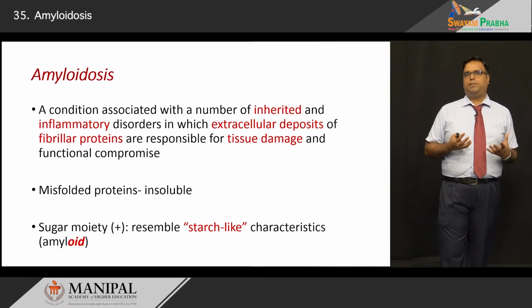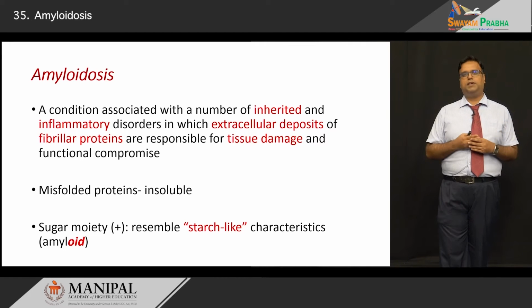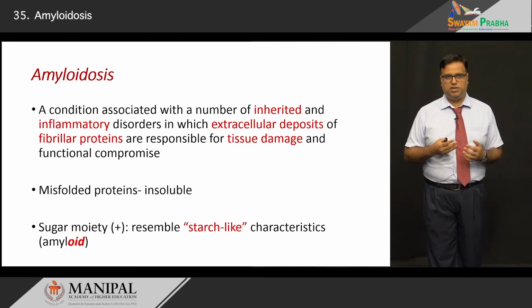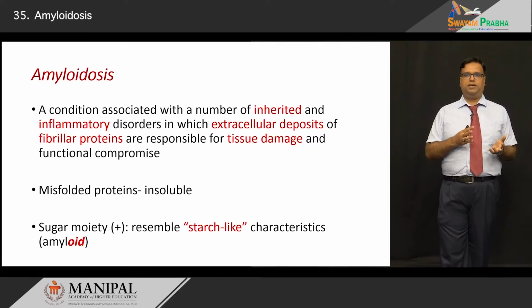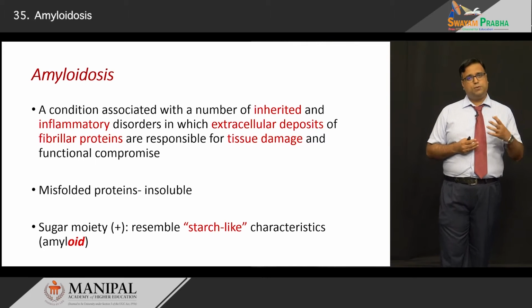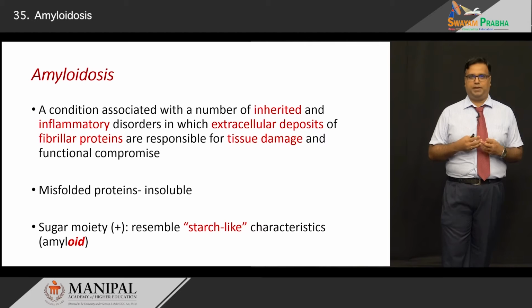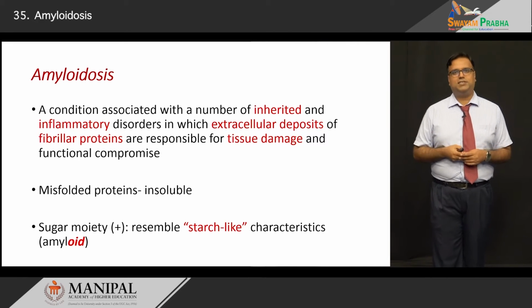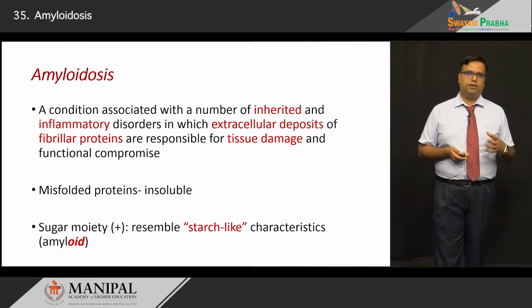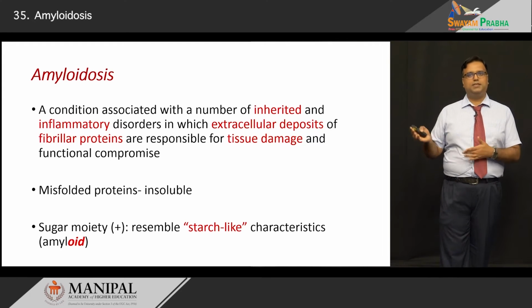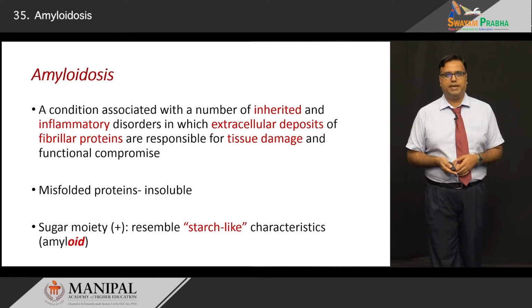Now why is it called amyloidosis? If you break down the word, it is amyloid, so it looks something like amylase or starch. It looks like starch, so they call it amyloid. It is also important to know that this property comes from the presence of the sugar moiety, the carbohydrate moiety, which is present there. It gives it starch-like characteristics. That's why they've called it amyloidosis, and the name has stayed its course over the last few decades.